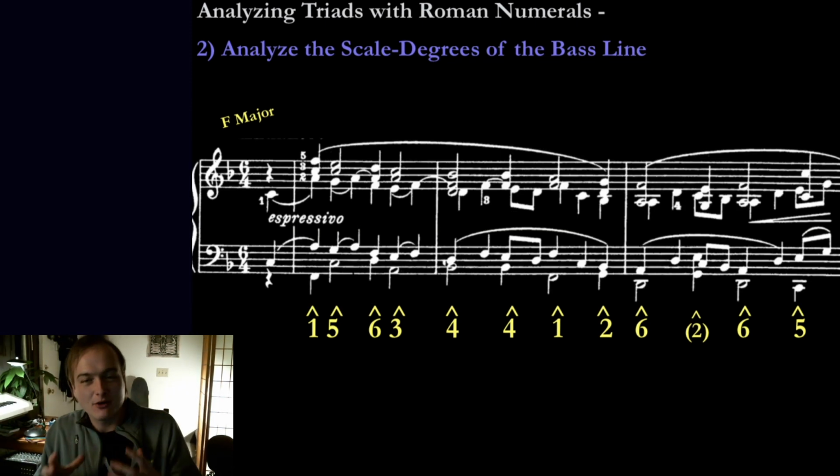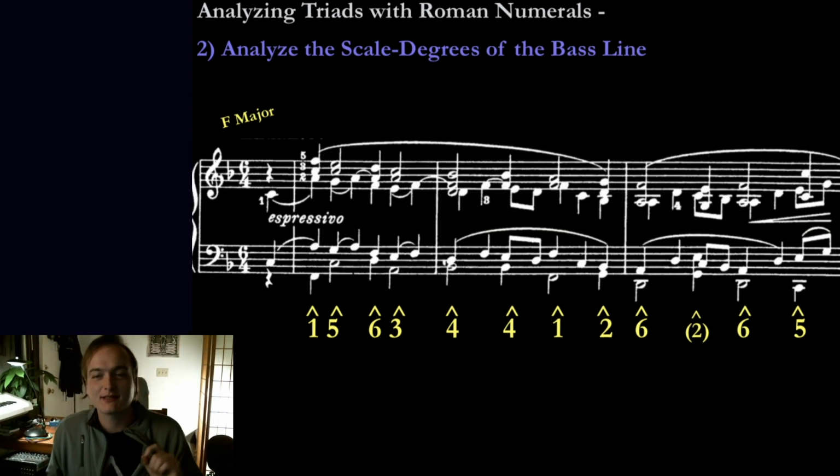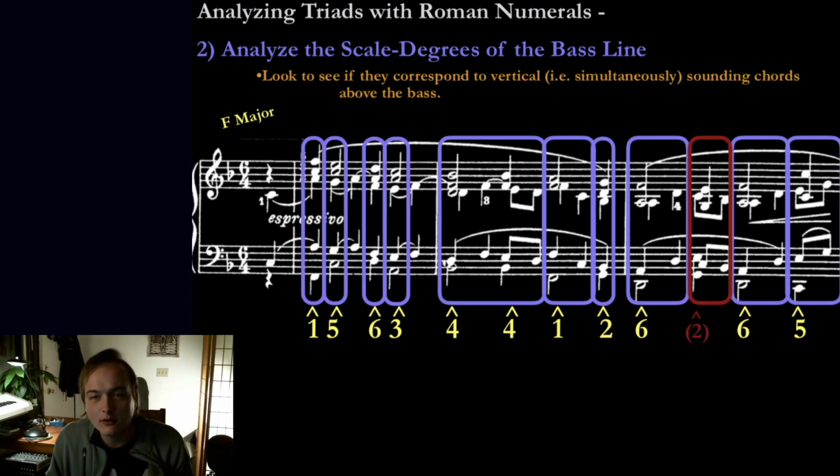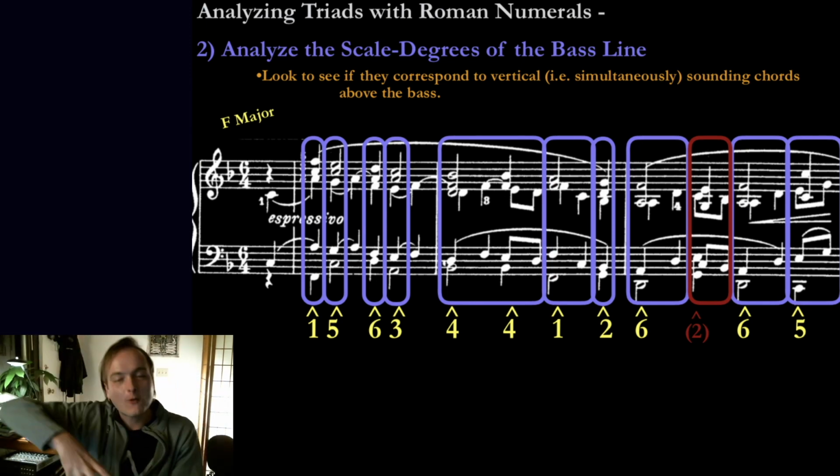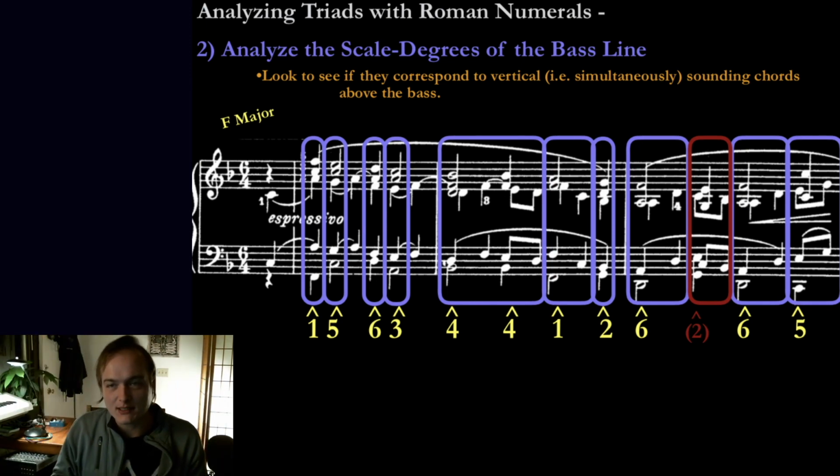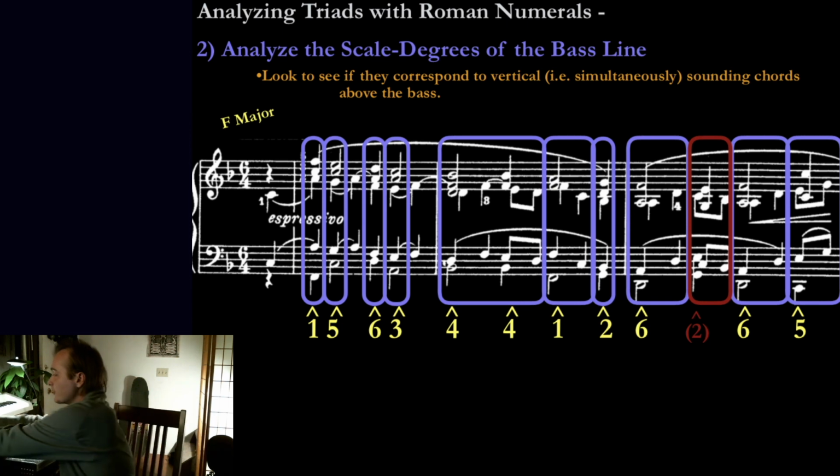Now for step 3, I'm going to move into dark mode because this got a little messy when the white score was up there. Then we're going to look to see if the scale degrees of the bass line correspond to vertical simultaneous chords above the bass. If we look at that first chord, when 1 comes into the bass, sure enough, there's a chord there. Then the second chord, here's scale degree 5 in the bass, and then we have this chord.